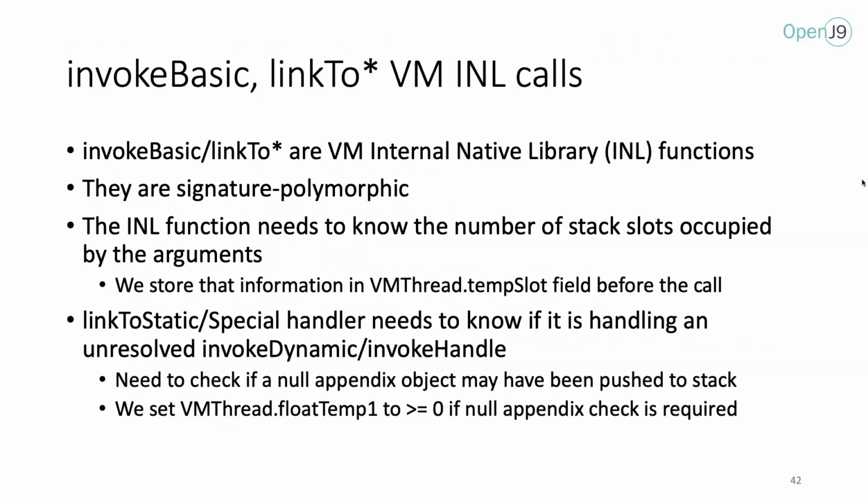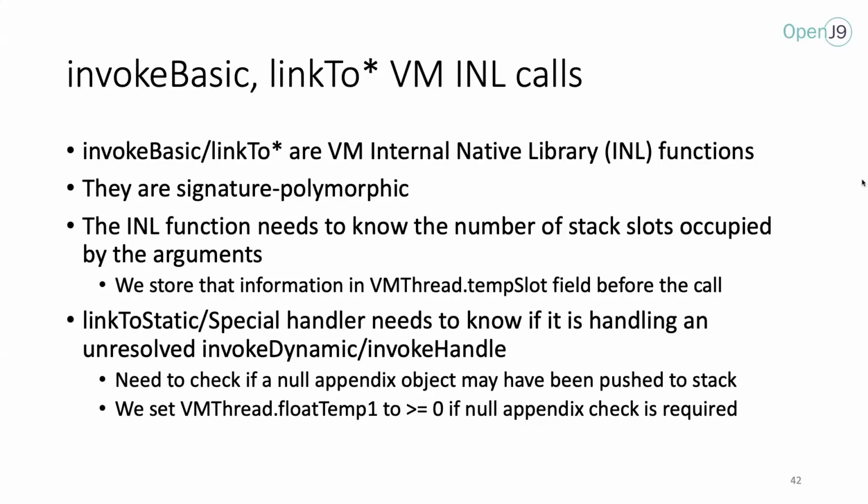We just showed one of the INL calls we use for unresolved invokedynamic and invokehandle. There are various other INL calls, namely invokeBasic, and the other linkTo methods, such as linkToVirtual or linkToSpecial. These are all VM internal native functions, and they are signature polymorphic, which is why we need to communicate to the VM how many arguments there are in the call, so that it can locate the beginning of arguments. For that piece of information, we pass it through by setting the VMThread.tempSlot field to the number of stack slots occupied by the arguments.